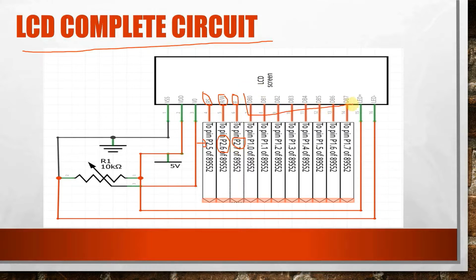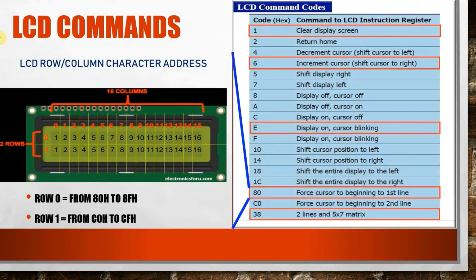Data bus DB0 to DB7 is connected to port 1, that is P1.0 to P1.7. And LED positive and LED negative, that is the backlight pins: LED positive is connected to +5 and LED negative is connected to the ground.